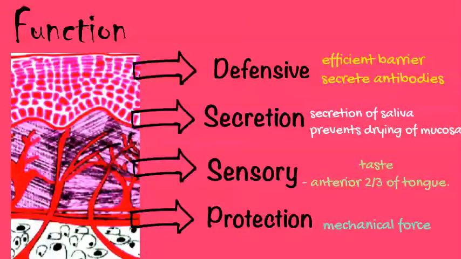Next one is sensory. The oral mucosa is sensitive to touch, pressure, pain and temperature. The sensation of taste is felt only on the anterior 2/3 of the tongue. Protection. The oral mucosa protects the deeper tissues from mechanical forces resulting from mastication.